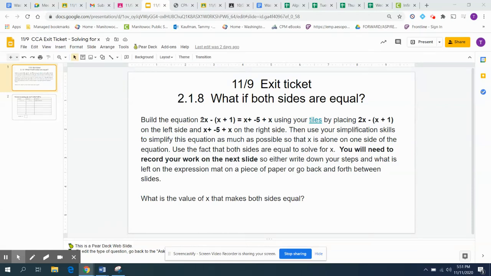To use tiles, we want to solve 2x minus (x plus 1) equals x plus -5 plus x. Remember that the minus means to build on the bottom. I've already built it with the tiles, and this is what it looks like.